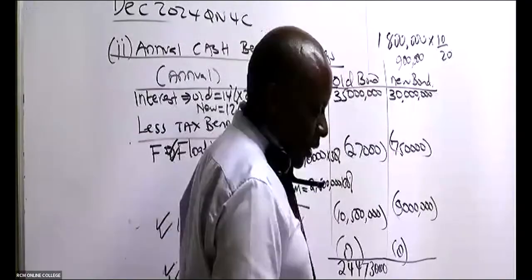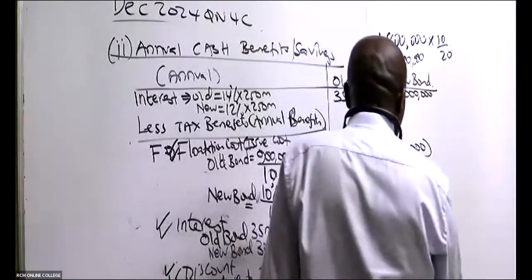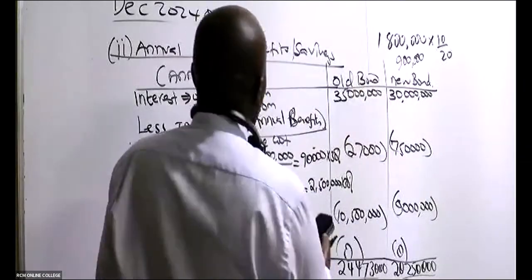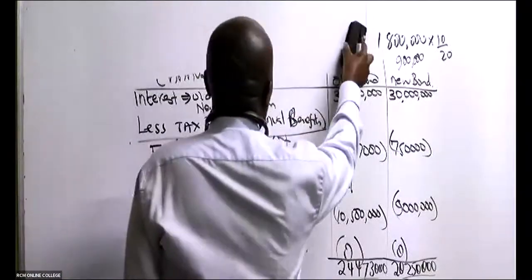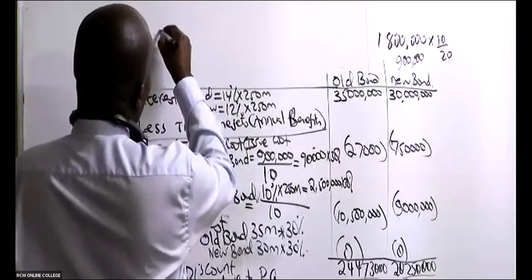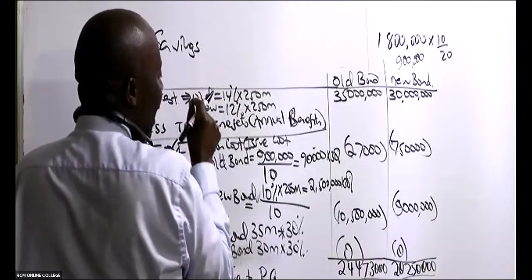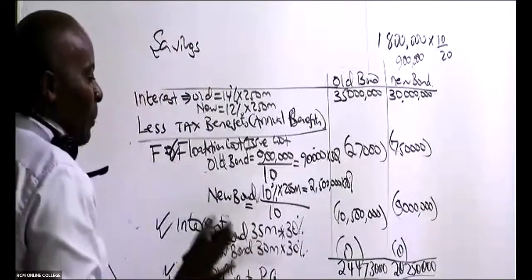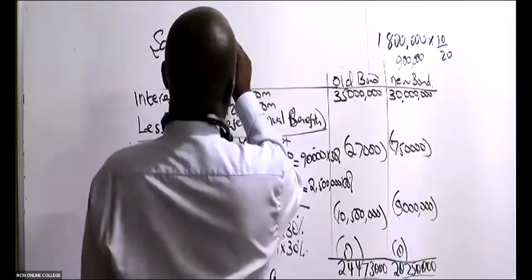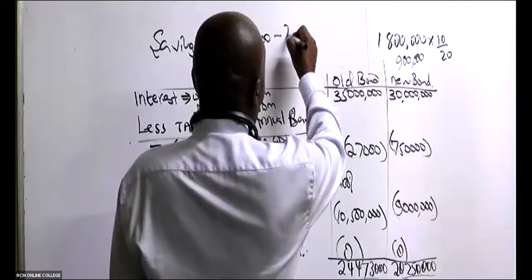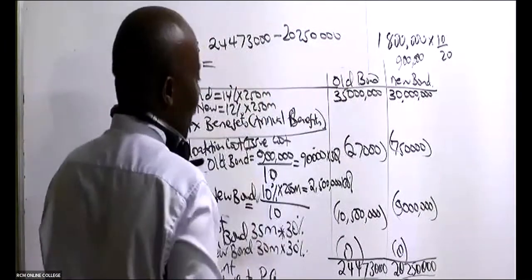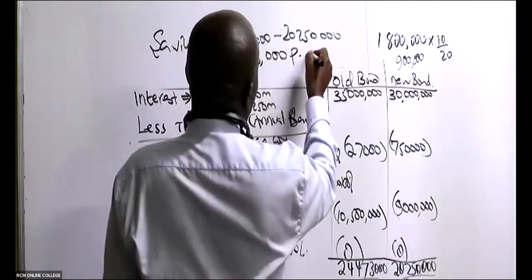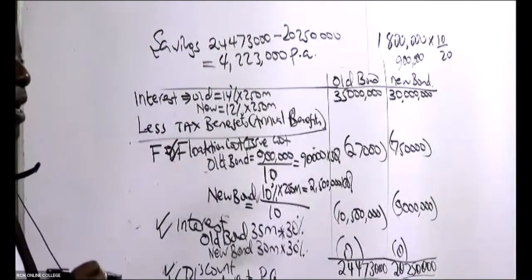How about the net interest for the new bond? 20.25 million. So with the new bond you are saving. Please give me the savings for the new bond. If we retire, if we refinance, if we go for this new bond, any question, please feel free to ask. I'm always happy to help. So the savings are 24,473,000 minus 20,250,000, which equals 4,223,000. And remember, this is per annum.